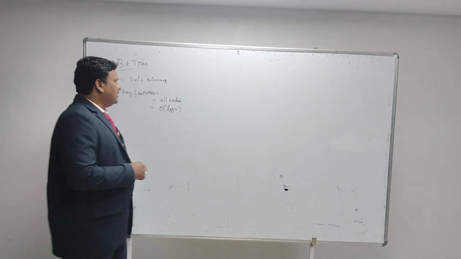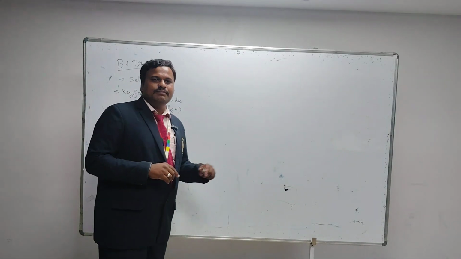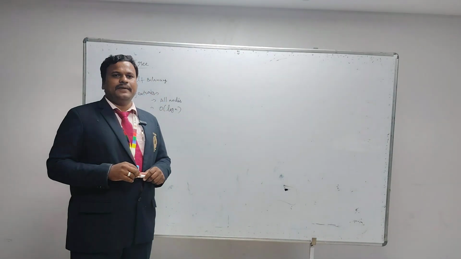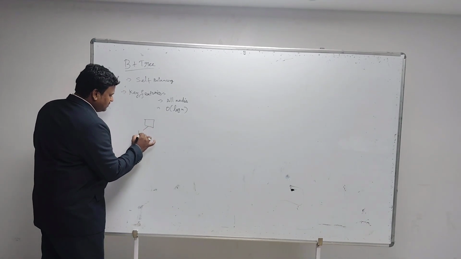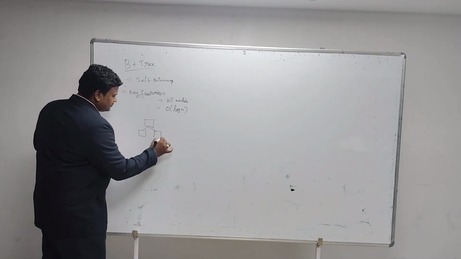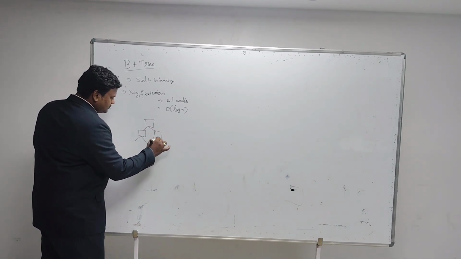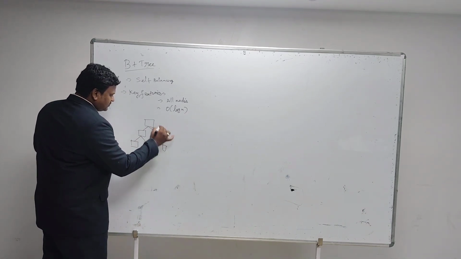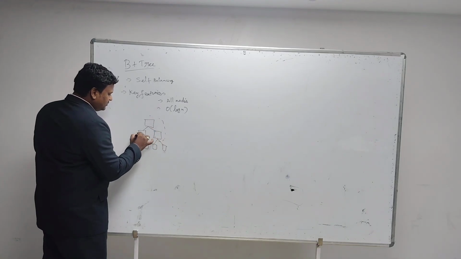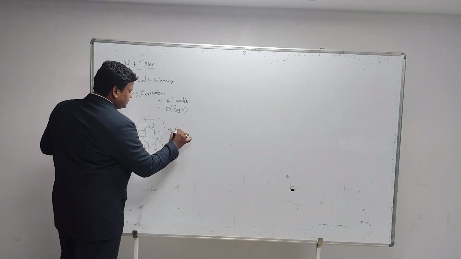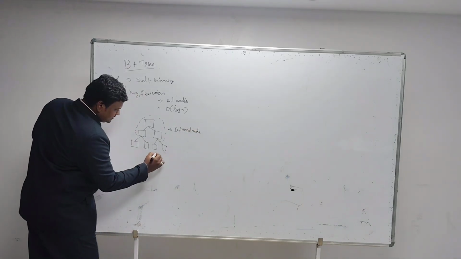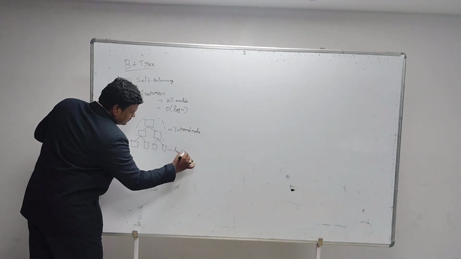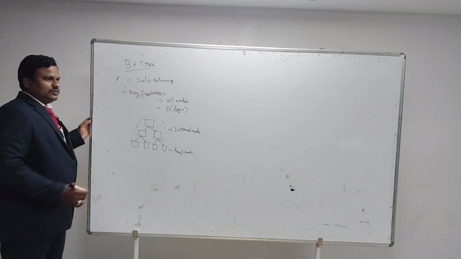Okay, so now we are going to give an example. With an example, we are going to see what a B plus tree is. Okay, we have the concept of internal node. Okay, so let's take the structure of a B plus tree. So this entire thing comes under your internal node. Then this comes under your leaf node. Okay. So what is the internal node?